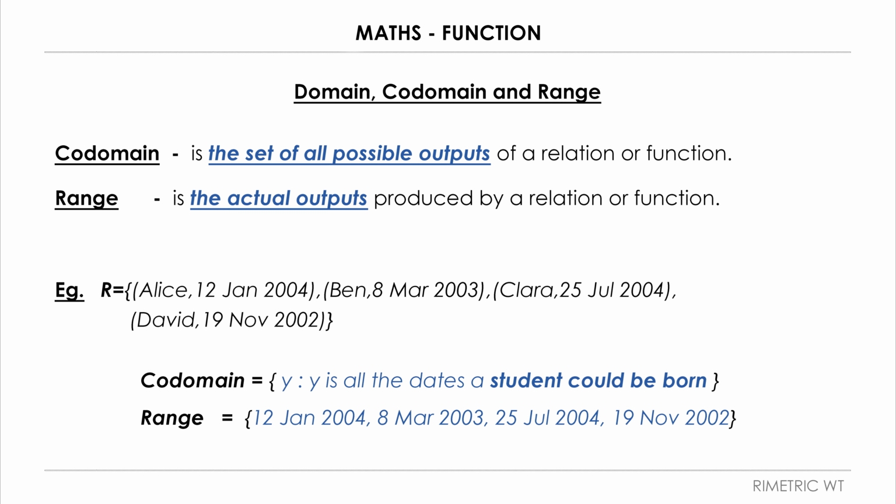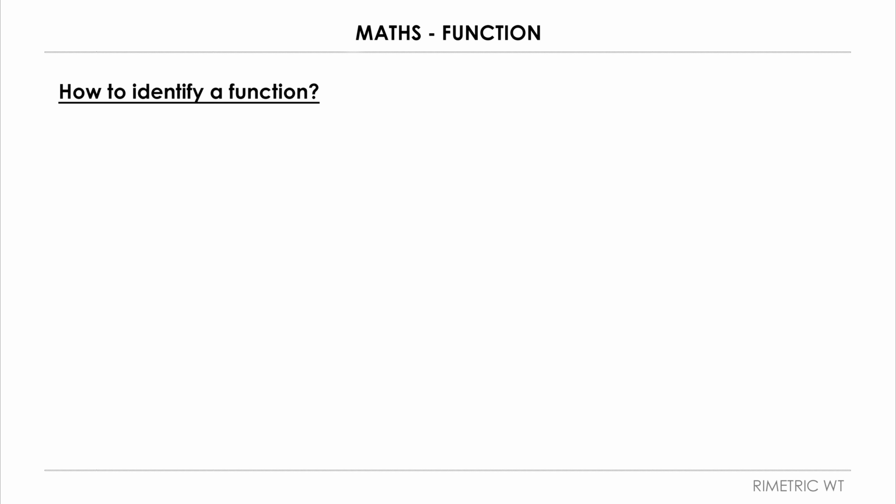Alright, now that we've seen what a function is and what differentiates it from a general relation, let's look at how to determine whether a relation is a function. The reason we're discussing this is that not every relation is expressed as an ordered pair like the examples we've seen so far.